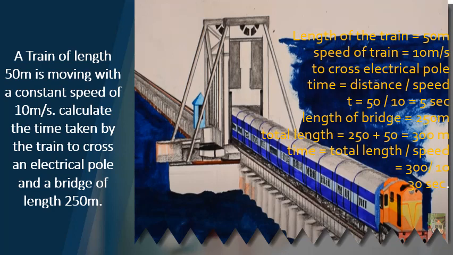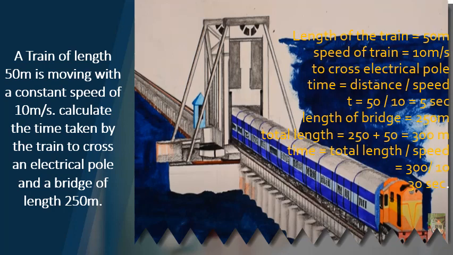Then what is the length of the bridge? 250. Remember, in the second case the train has to cross the bridge. That means there is an initial point and a final point. Initially the engine touches the bridge, and finally the guard leaves the bridge. That means you have to take the total length of the train plus the length of the bridge. So the total length is 250 plus 50, that is 300.